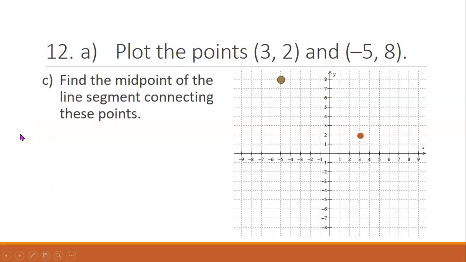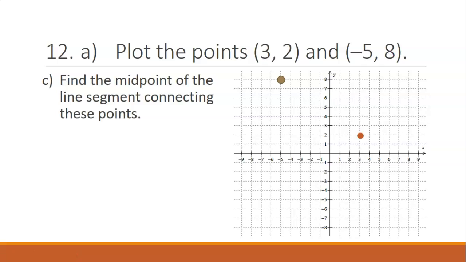And now, find the midpoint of the line segment connecting these points. So that would be the point halfway between them. So it is going to be a point. We need an x-coordinate and a y-coordinate of that point. The x-coordinate of the midpoint is going to be halfway between 3 and negative 5. And the y-coordinate is going to be halfway between 2 and 8.